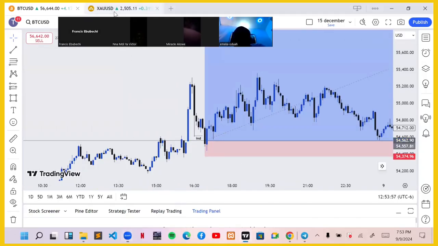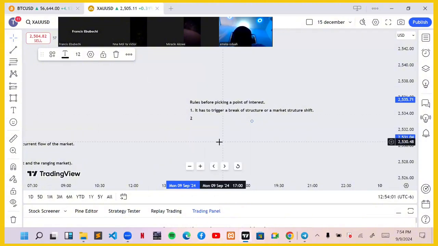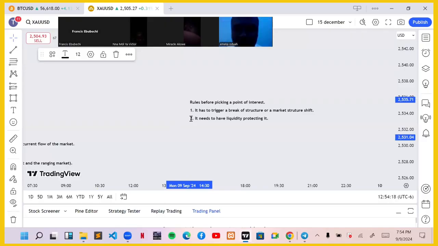There was also a break of structure here. So there has to be a break of structure or a market structure shift. That is the number one rule. Second rule is it needs to have liquidity protecting it. What I say is my liquidity inducement. So it means that you need to have an inducement protecting it, to trigger a break of structure. The second rule is it needs to have liquidity protecting it. That's liquidity slash inducement. That's what makes a high probability point of interest.